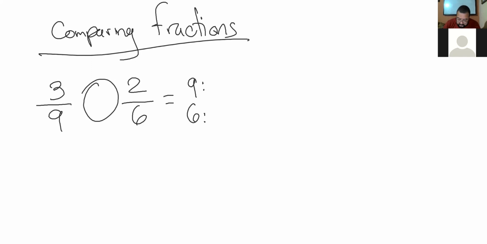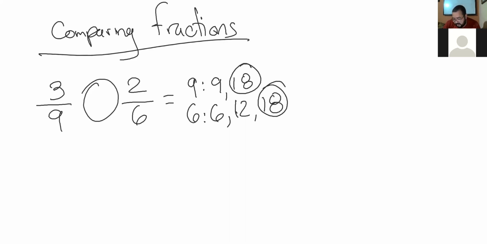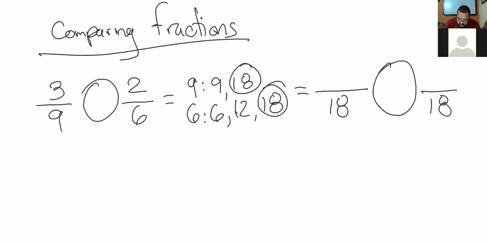What are the multiples of 9? 9 times 1, 9. 9 times 2, 18. We're going to stop there. And the multiples of 6 are 6 times 1, 6. 6 times 2, 12. 6 times 3, 18. Look, we have the least common multiple of 9 and 6. So let's write those numbers in the original fraction. Okay, so let's write 18 and 18. This 18 represents this 9, and this 18 represents this 6.